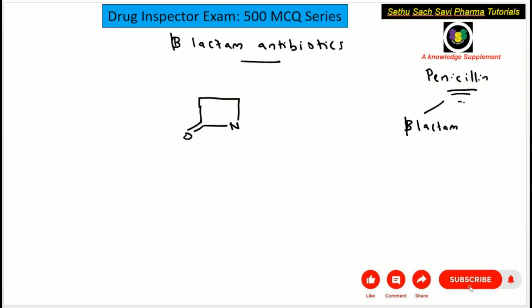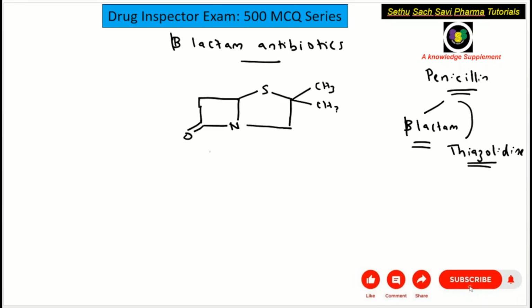The second ring is thiazolidine ring. So penicillin is a combination of beta-lactam and thiazolidine ring. This is beta-lactam which is attached to thiazolidine. So this is the thiazolidine ring, a fusion of the beta-lactam ring and thiazolidine ring. The general structure of penicillin contains 2 methyl groups at this position, CH3, CH3.